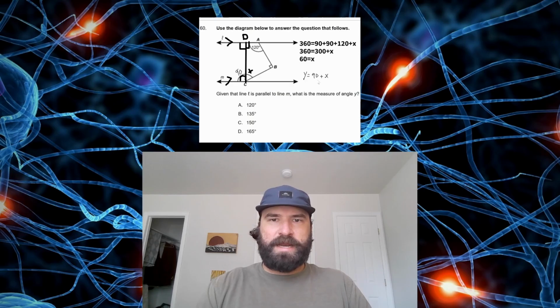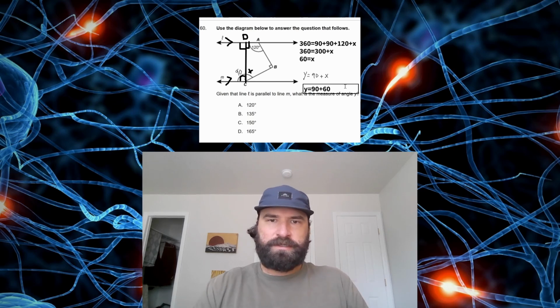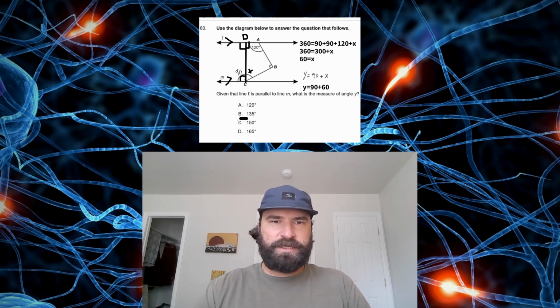Then we can just plug that X into this equation we have down here. So now Y equals 90 plus 60. 90 plus 60 is 150. So our answer is C, 150.